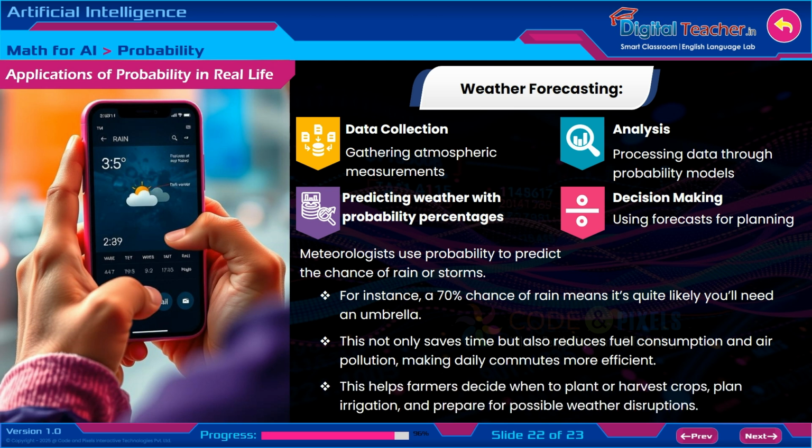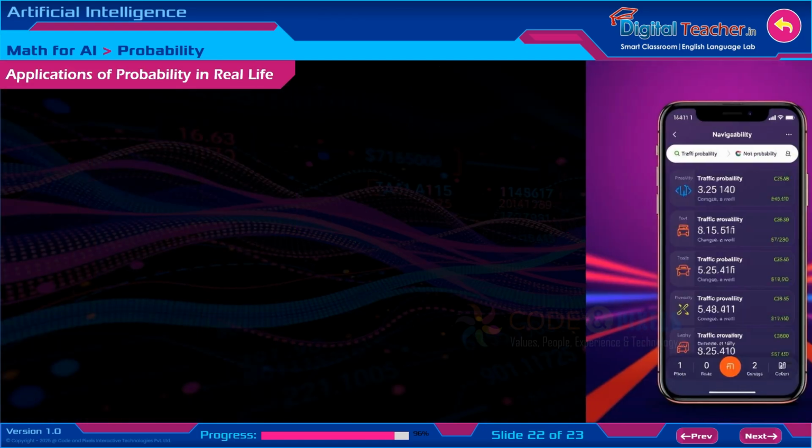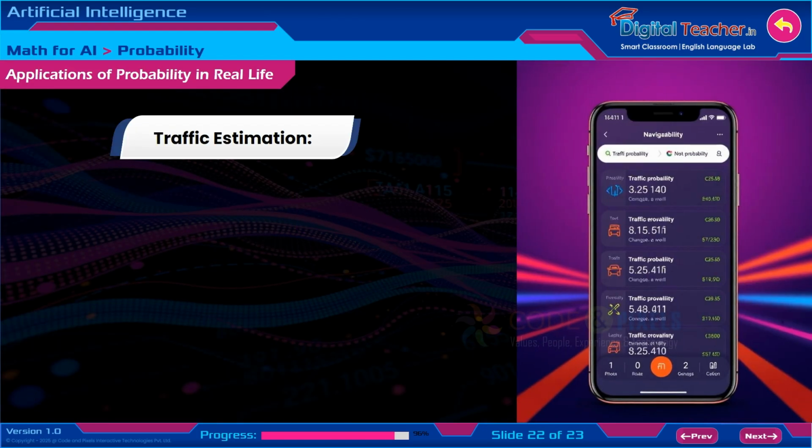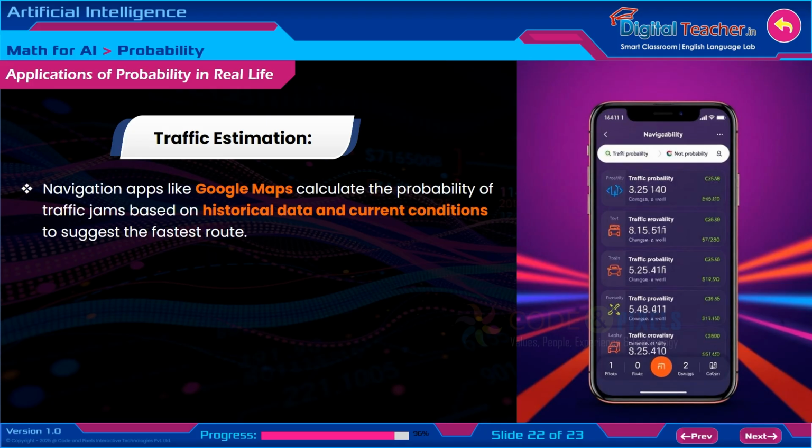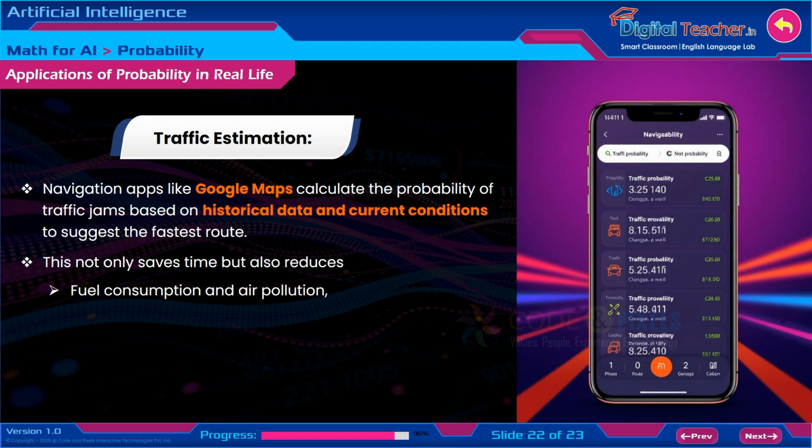This helps farmers decide when to plant or harvest crops, plan irrigation, and prepare for possible weather disruptions. Traffic estimation. Navigation apps like Google Maps calculate the probability of traffic jams based on historical data and current conditions to suggest the fastest route. This not only saves time, but also reduces fuel consumption and air pollution, making daily commutes more efficient.